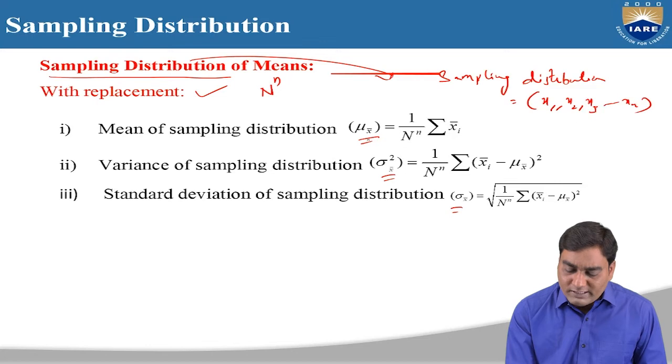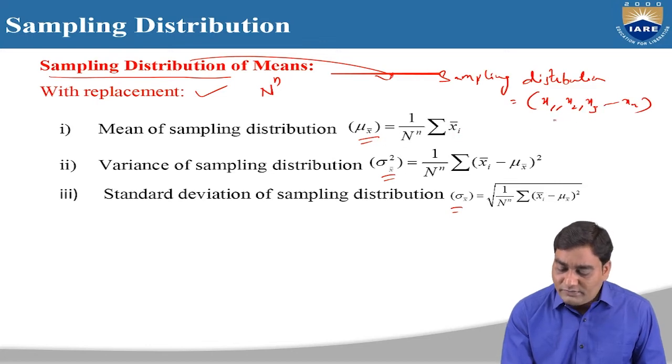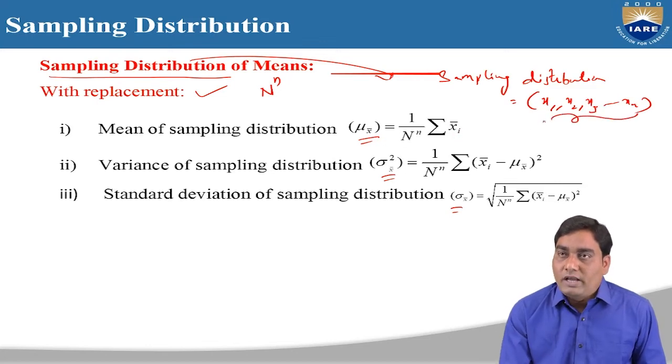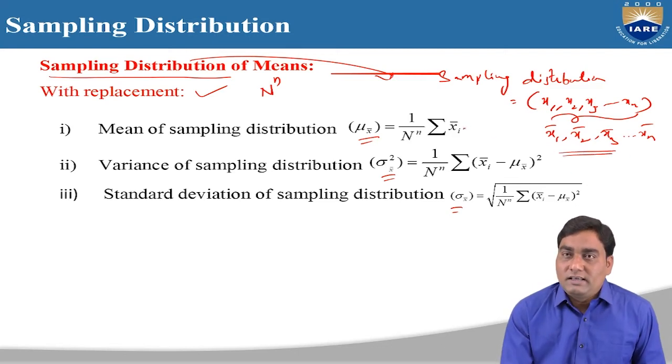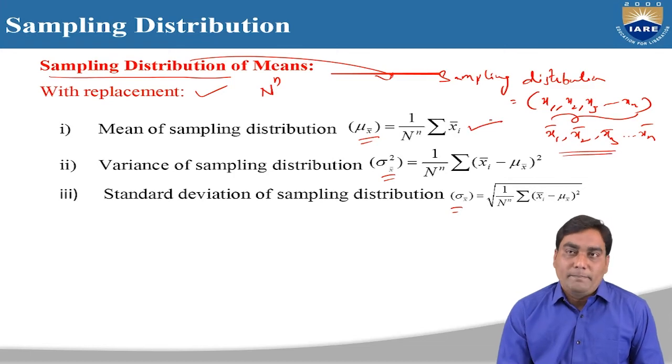Here, the formula for mu x bar. First, we have to find the mean of all the samples, that is x1 bar, x2 bar, x3 bar, and so on, xn bar. After getting all the samples, first we have to find the mean of all the samples. The average of this means the mean of the sampling distribution.